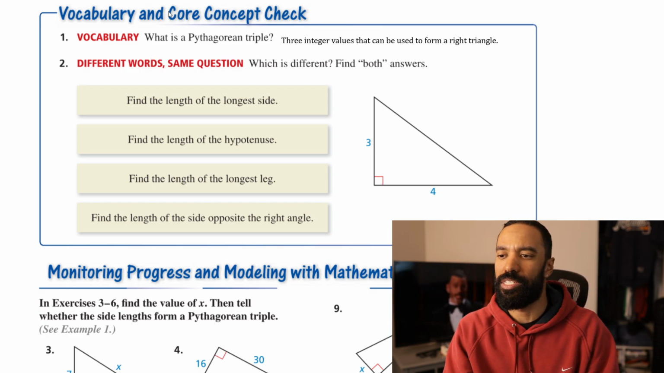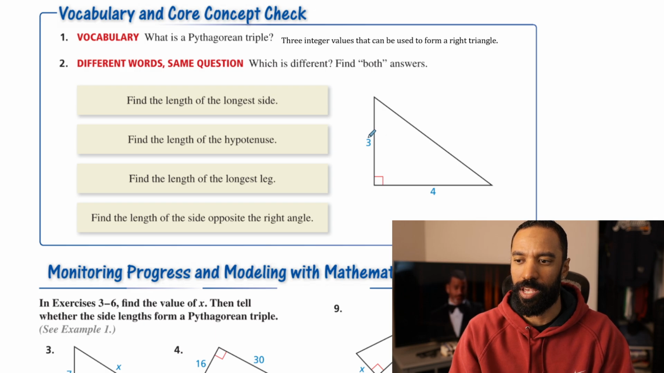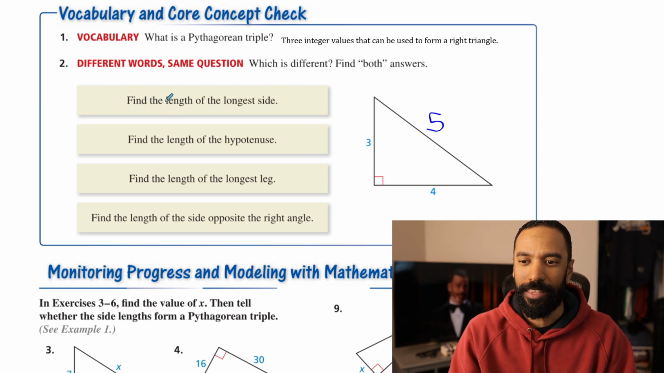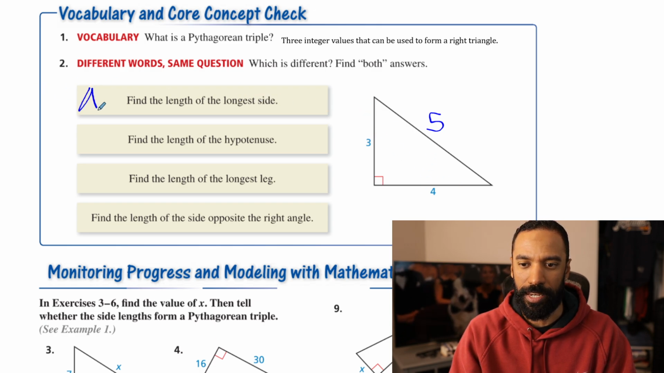Same words, different question. Number 2, which is different? Find both answers. I know this is a 3, 4, 5 triangle, by the way. I'm going to use that just in case. Find the length of the longest side. Well, we got to do that here. I'll just write an A there.